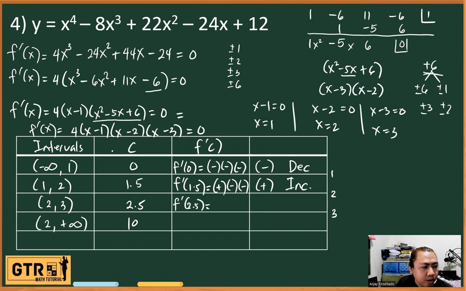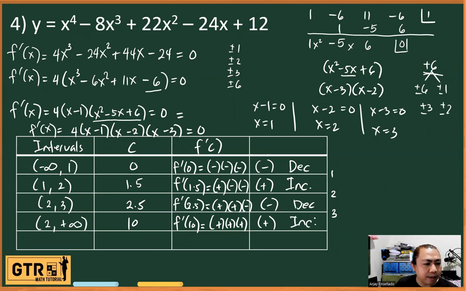And then f prime of 2.5. So we have 2.5 minus 1. So we have positive. 2.5 minus 2. So that is still positive. 2.5 minus 3 is negative. So therefore, 1 negative is negative, decreasing again. And then last, f prime of 10, it's obvious that this will become positive because all x are greater than 1, 2, and 3. So therefore, we have 3 positives. When multiplied is still positive. So therefore, increasing in this interval.